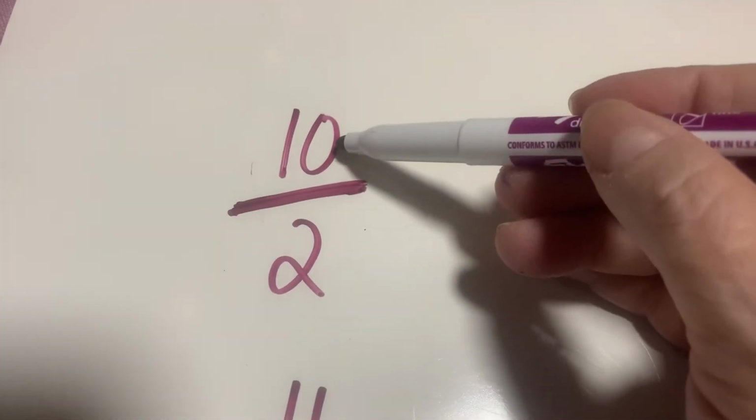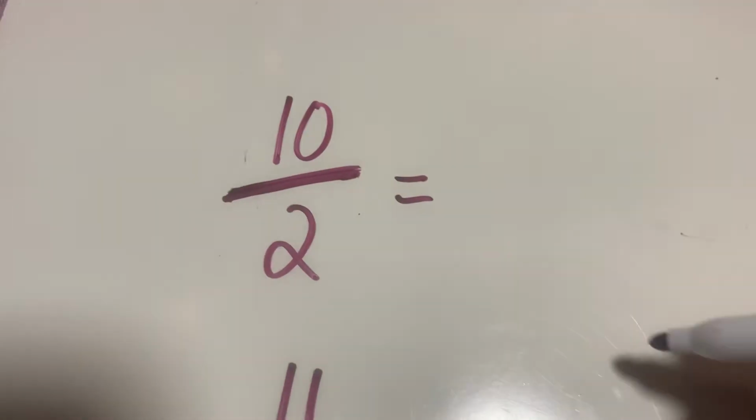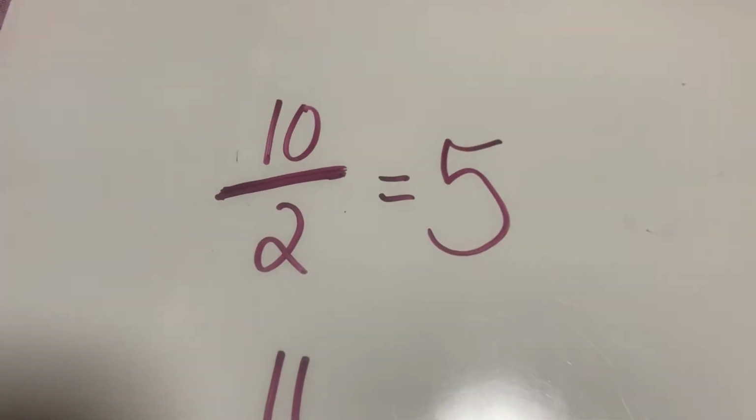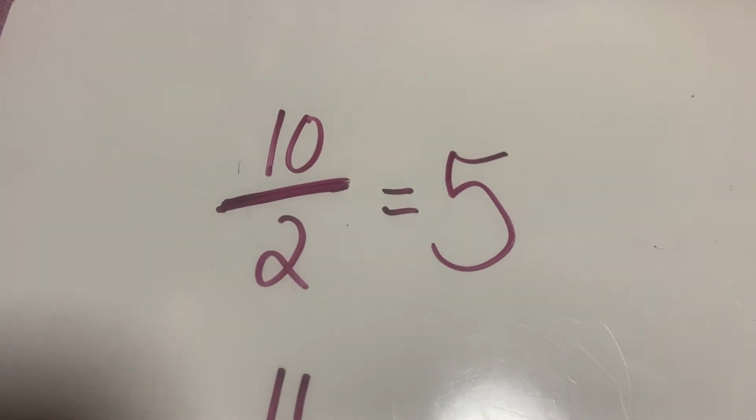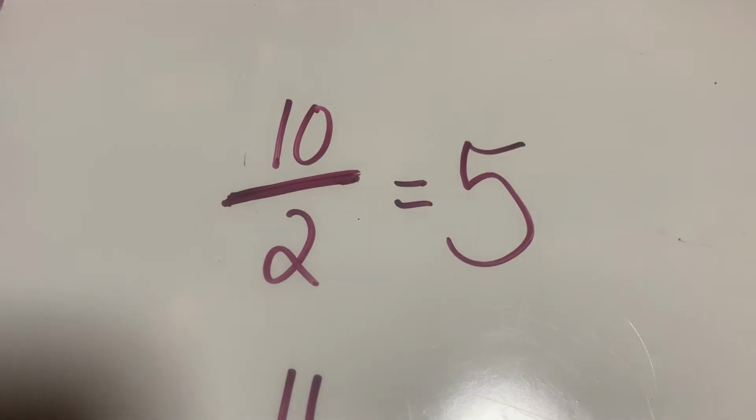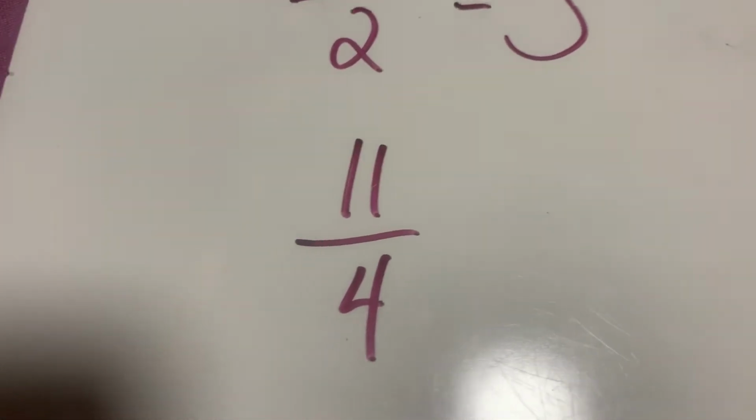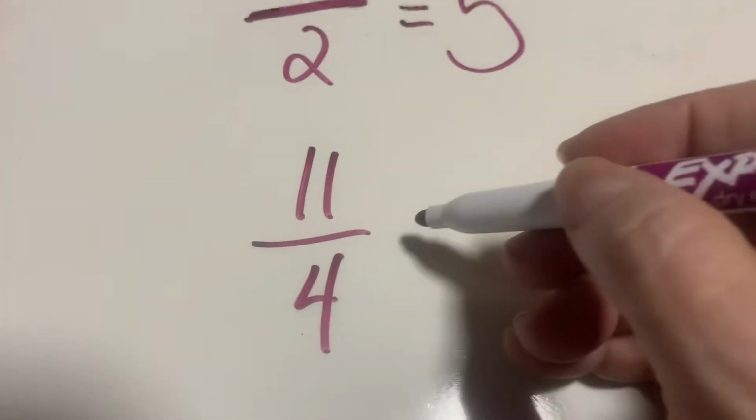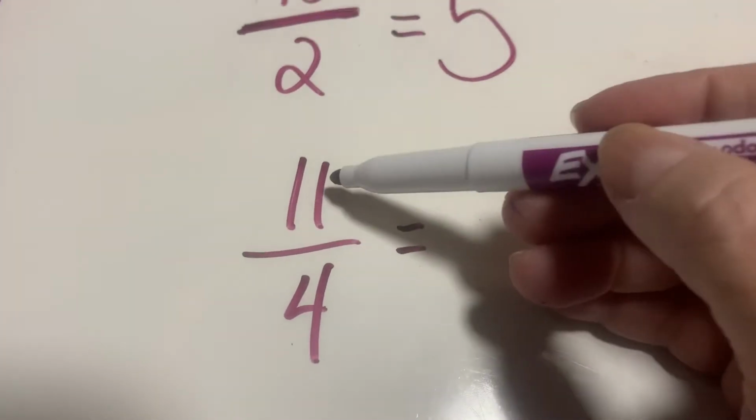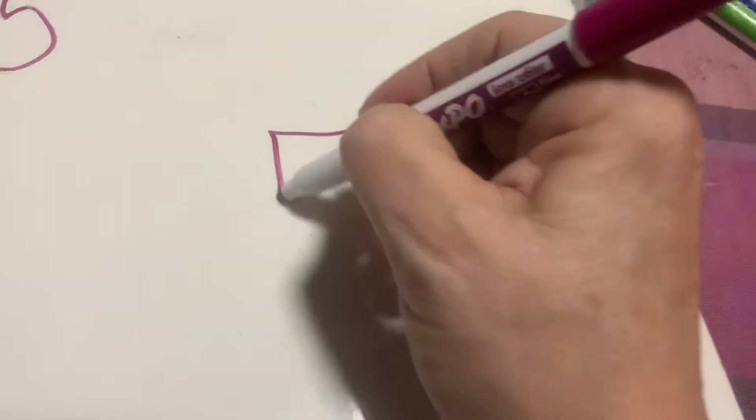So in this case, we think 10 divided by 2. 10 divided by 2 equals 5. And there's nothing left over. So 10 halves is also known as the whole number 5. Now in this case, we have 11 fourths. So let's do that division again. 11 divided by 4. And you might want to look at it like this.